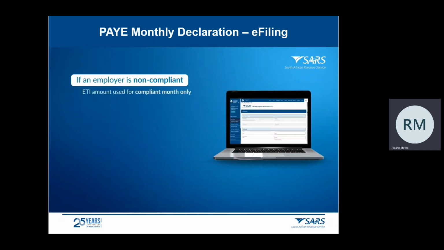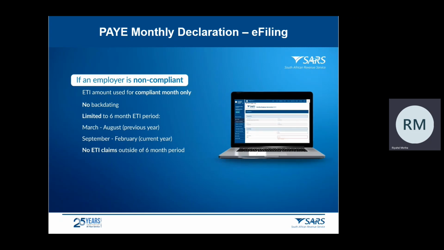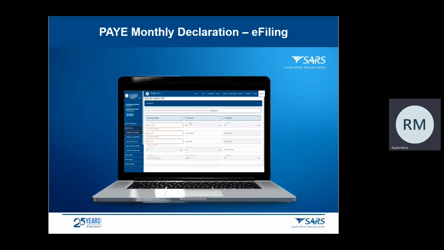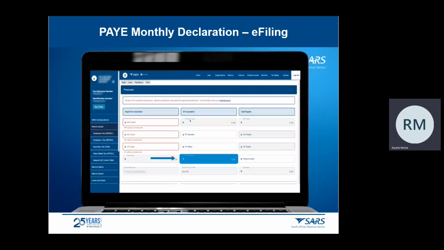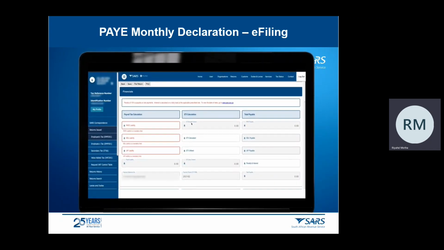If an employer is non-compliant, the ETI utilized amount may only be used in the month in which the employer becomes compliant again and must not be backdated. This is limited to the 6-month ETI period between March to August and September to February. Therefore, if the claim is not made within the 6-month period, the ETI may not be claimed. The ETI carried forward is auto-completed and will be next month's brought forward.